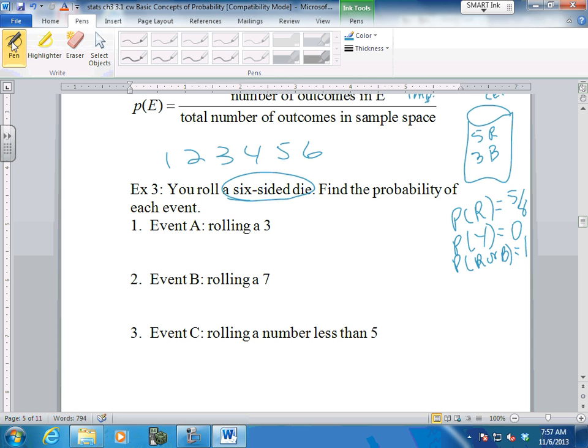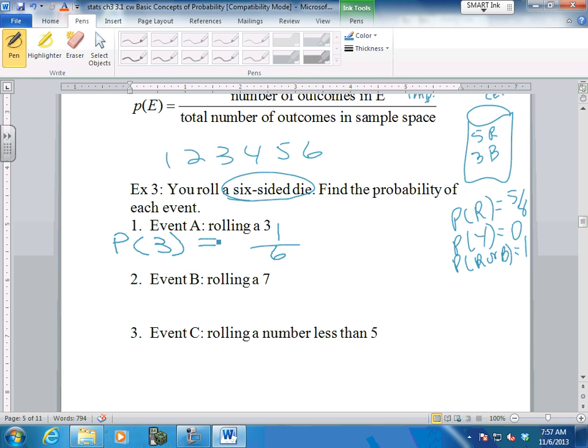1, 2, 3, 4, 5, 6. You have 6 possible things. Bottom number is 6. How many 3s do we have up there? 1. Probability of rolling a 3 is 1 out of 6. What's the probability of rolling a 2? 1 out of 6.